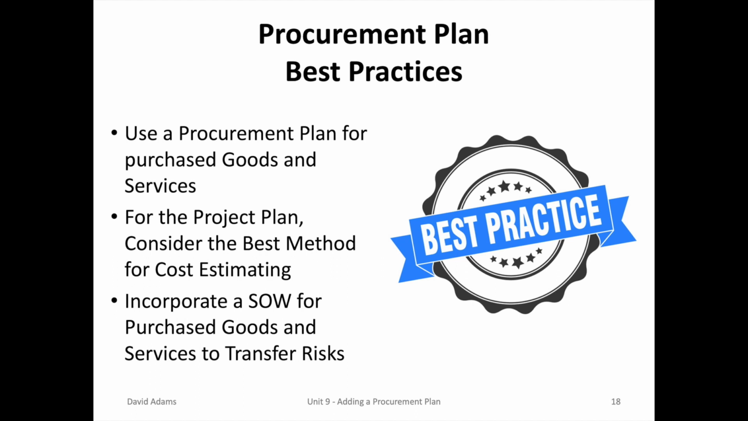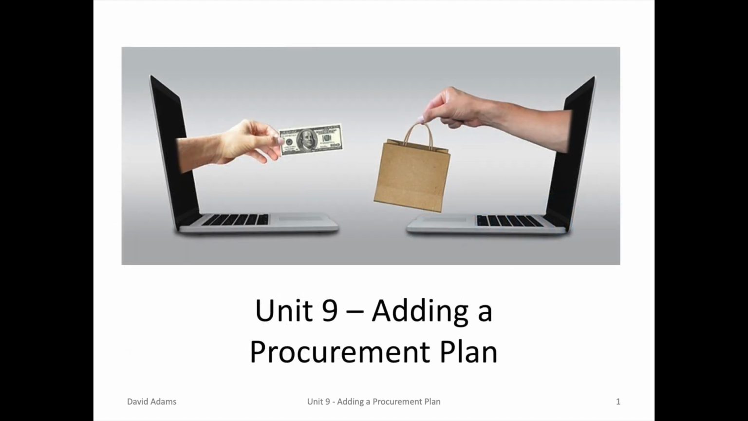As we've seen, adding a good procurement plan will help you with your project plan. It will help you purchase the goods and services that are required. And you need to be sure you incorporate an SOW, a statement of work, for the purchased goods and services to transfer those risks. Until next time.